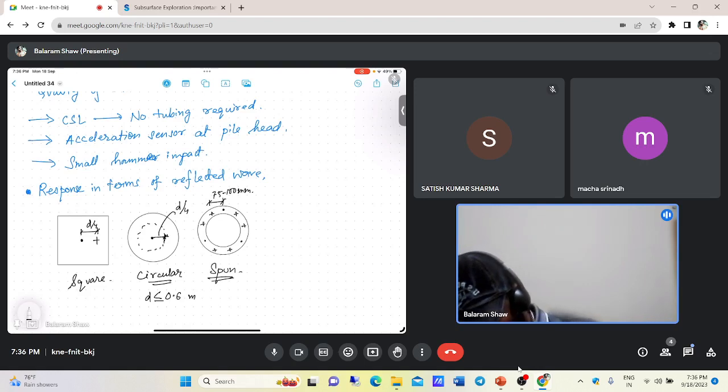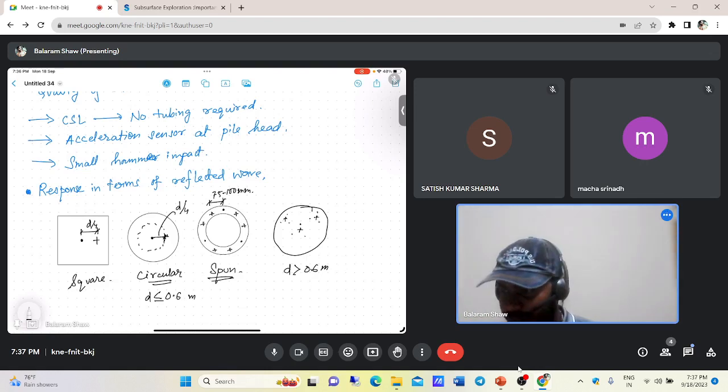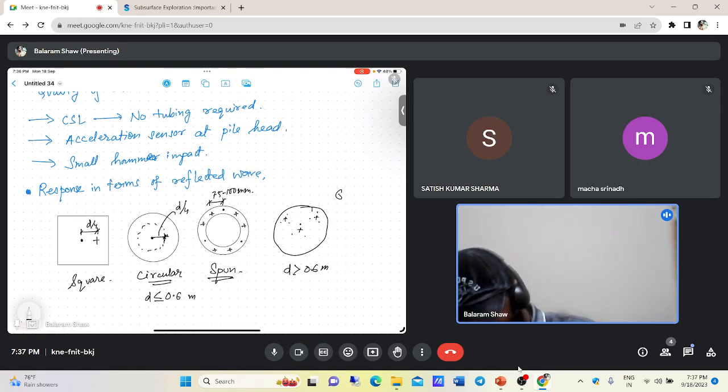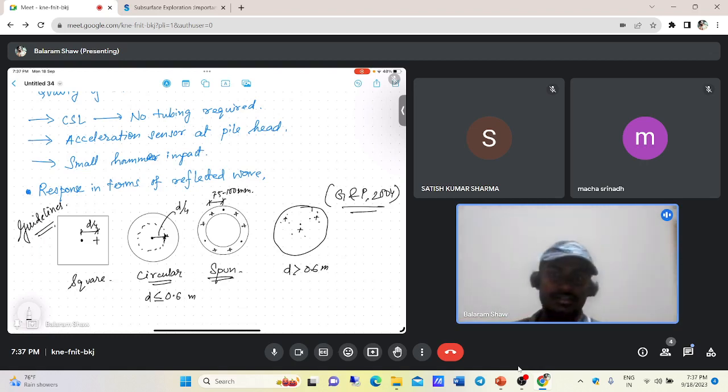And let us say we have circular piles with d greater than 0.6 meter. Then the hammer impact should be like this: we have the acceleration sensor, and the hammer impact should be in the middle of the acceleration sensors like this. These are all based on the 2004 guidelines. These are some of the guidelines for each of the piles, the guidelines for the field setup.